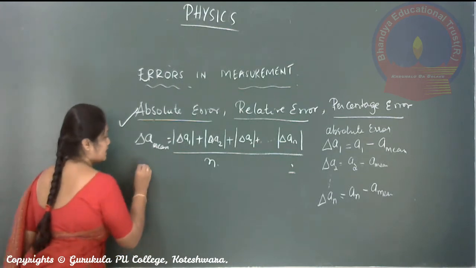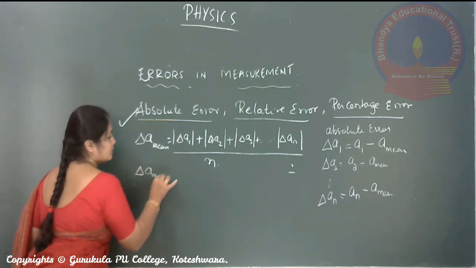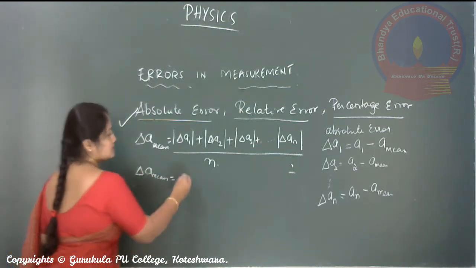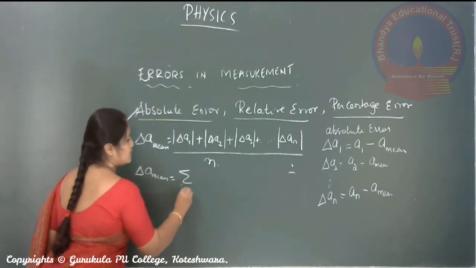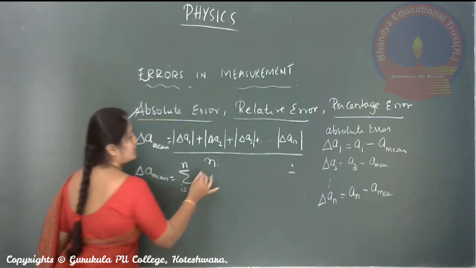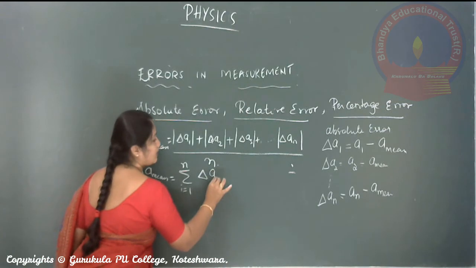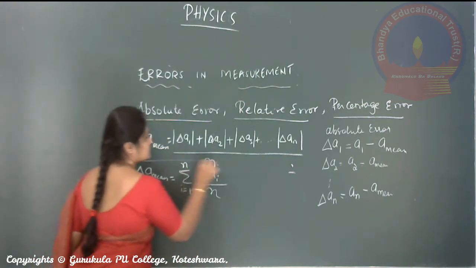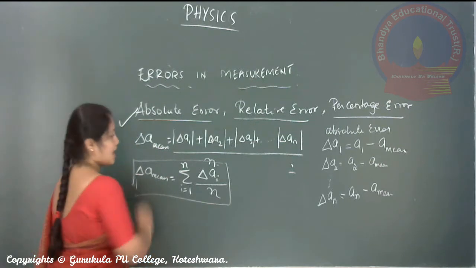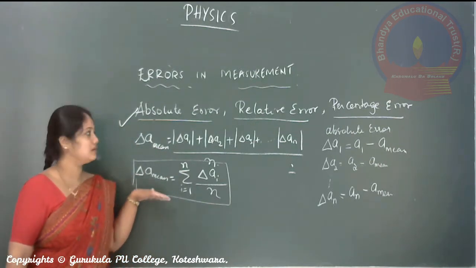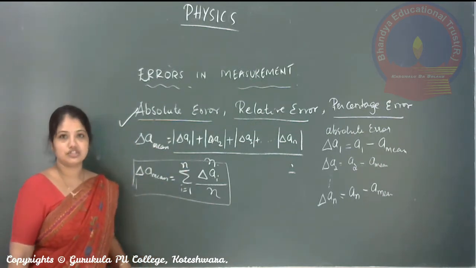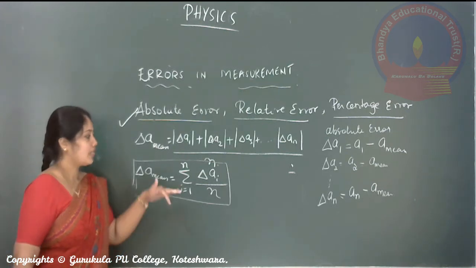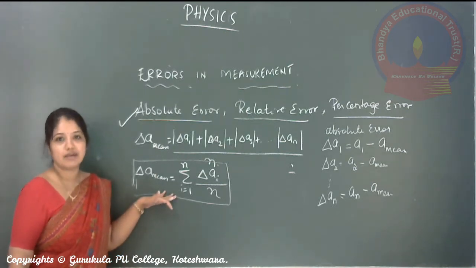Or I will write delta A of mean is equal to the summation of i equal to 1 to n of delta A of i, divided by n. Okay, this we have got over here, and we have also calculated the mean of the values which I had observed. Then how do I write my result?